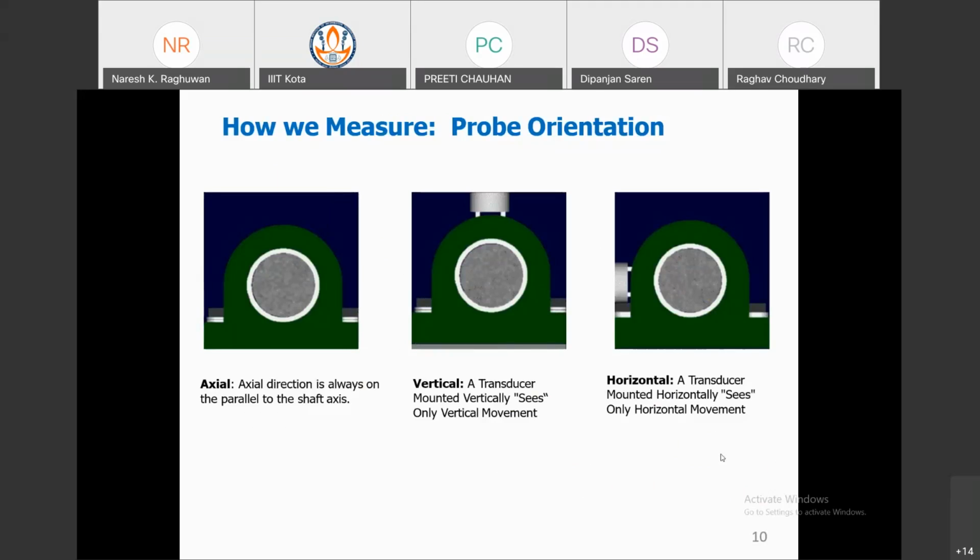If this is the single axis accelerometer, then you have some problem of how you will place this. So in the axial direction, this is green. This is the housing, and in between this is the shaft. So in the shaft direction, you have to place it in the axial. Something is, a journal bearing is there. So if the shaft movement is there, you can record the data in the axial direction.